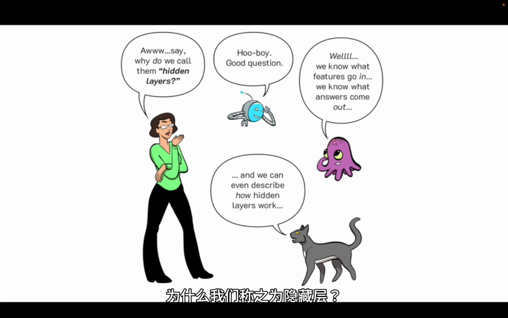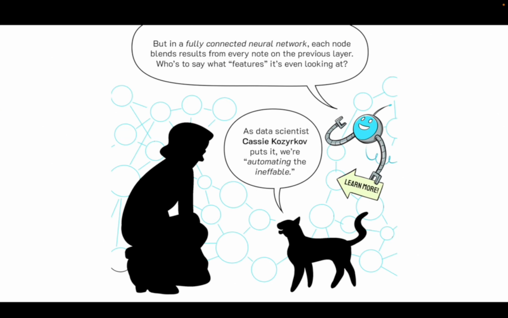Say, why do we call them hidden layers? Hoo boy, good question. Well, we know what features go in, we know what answers come out. And we can even describe how hidden layers work. But in a fully connected neural network, each node blends results from every node on the previous layer. Who's to say what features it's even looking at? As data scientist Cassie Kozyrkov puts it, we're automating the ineffable.